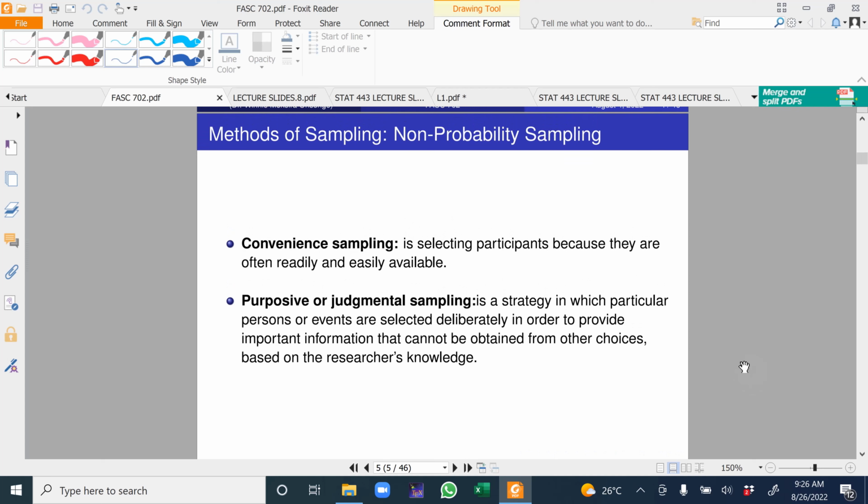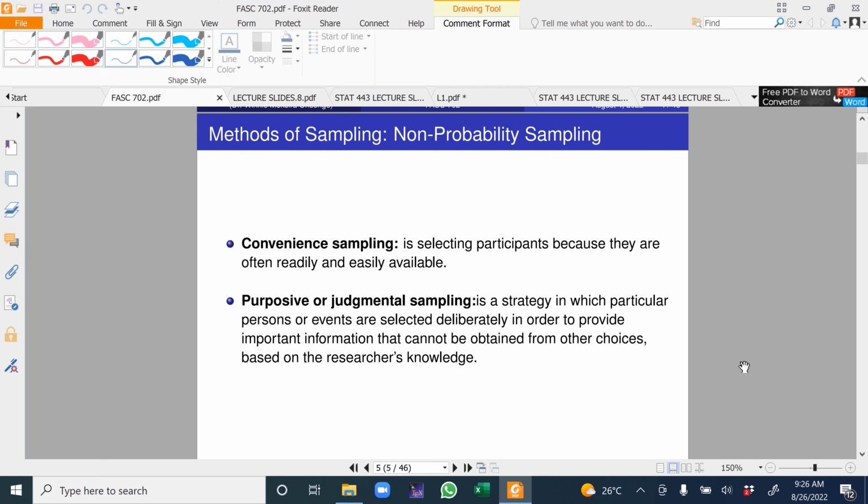Another method is convenience sampling, and here you sample based on how easy it is to access participants of your study. So if you are interested in understanding the market's penetration of a particular product, the best place to go is to the market and randomly ask people what they think about that product and so forth. So that's what it is, convenience sampling.